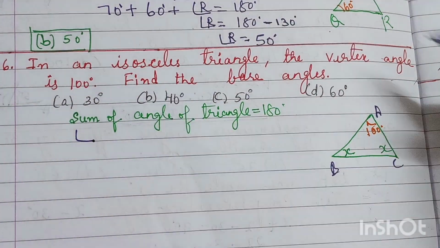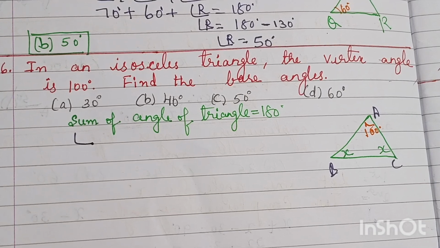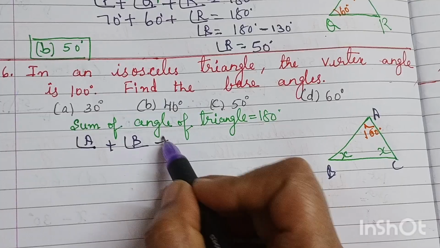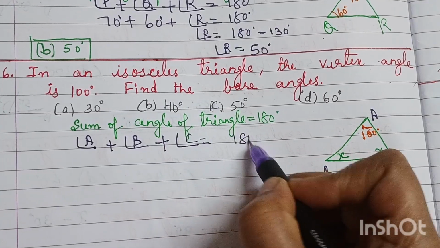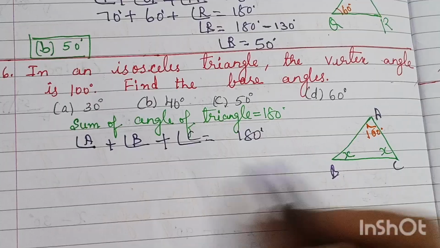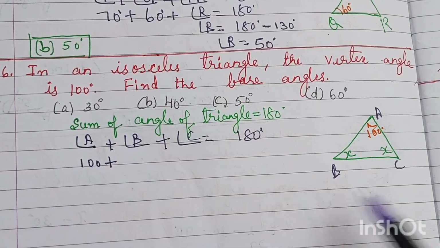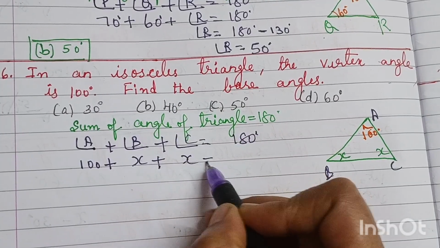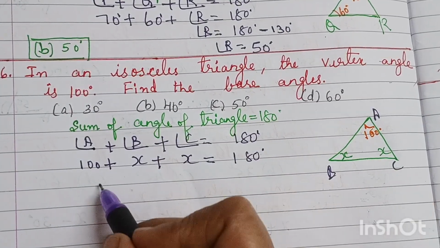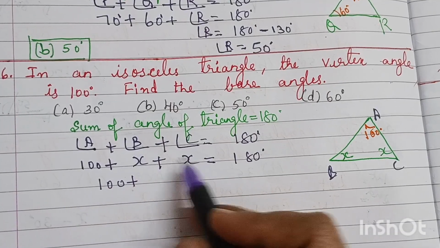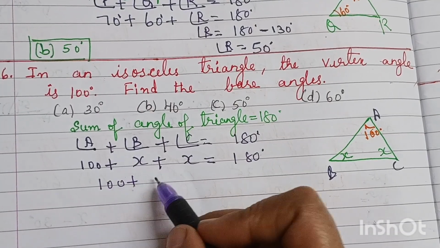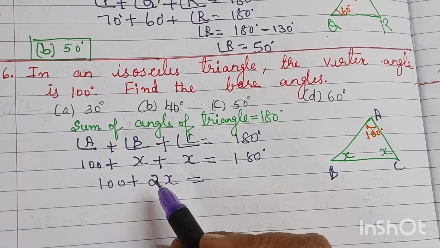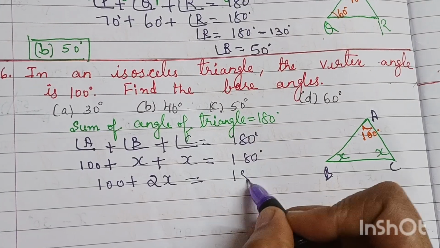Then isosceles triangle means two angles are equal. So I write angle A plus angle B plus angle C equal to 180 degree. Angle A is 100, so 100 plus angle B is x and C is also x. So I'll write here x plus x equal to 180 degree. So 100 plus, the number 1 is hidden there, x plus x is 2x, equal to 180 degree.